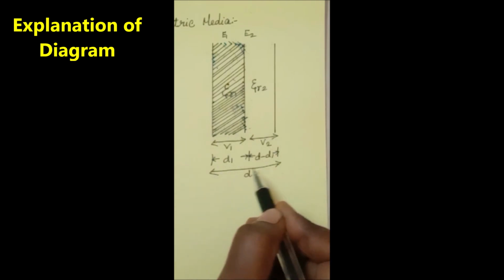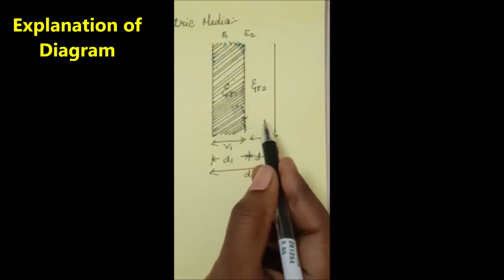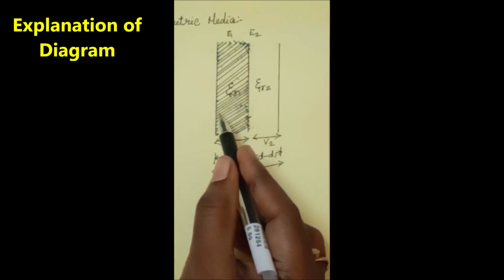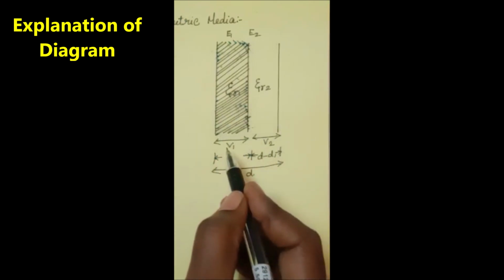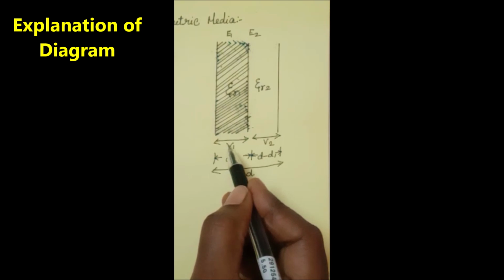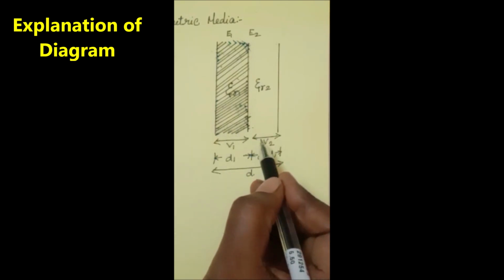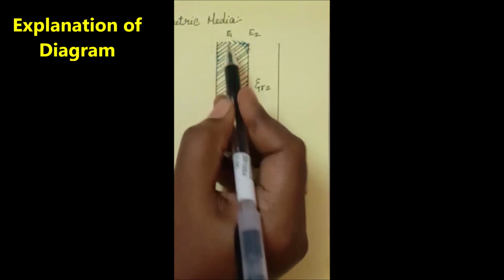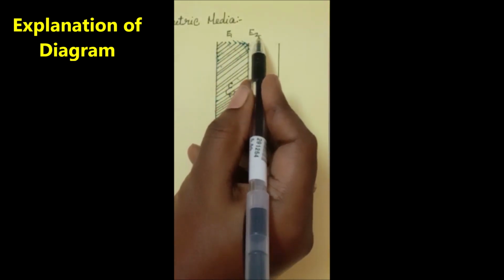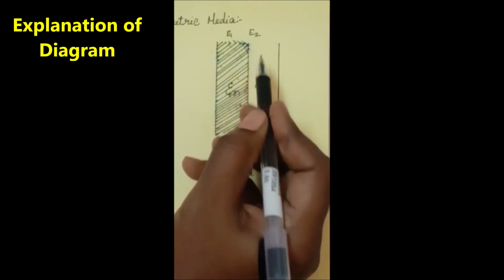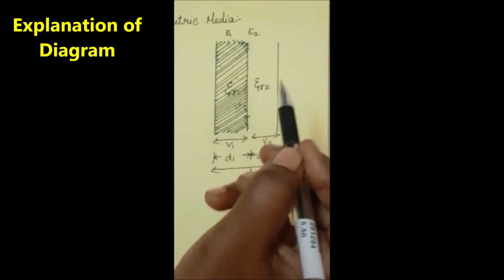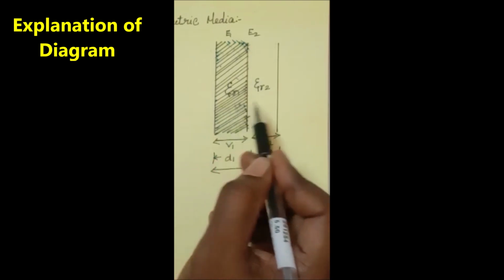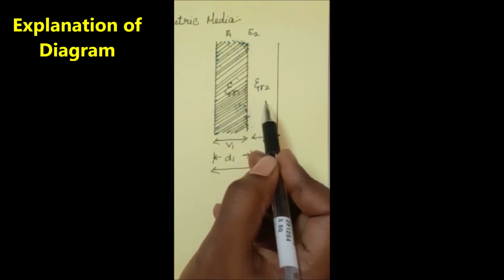So this is the total distance between the two conducting plates or two conductors, or simply the two parallel plates. V1 is the potential across medium 1 and V2 is the potential across medium 2. E1 is the electric field intensity in medium 1, E2 is the electric field intensity in medium 2. So here, what is our aim? Our aim is to find out the capacitance across these two parallel plates.